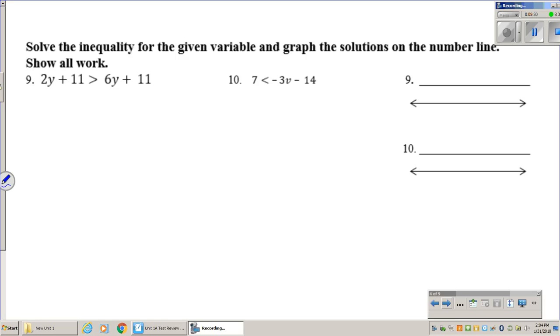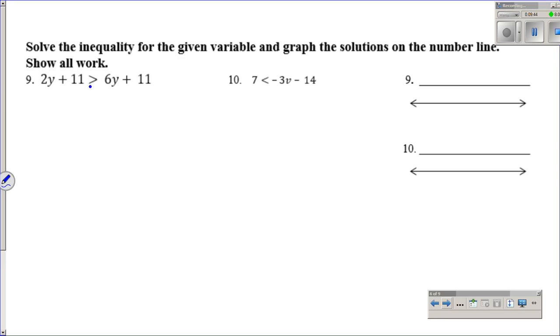Okay, in number 9 and 10, we are now solving the inequality for the given variable, and we have to graph the solutions on the number line. It asks us to show all work. So again, we use our same 5 steps we use with equations. There's just that one special rule. If we have to multiply or divide by a negative, we need to remember to flip the inequality sign. And sometimes we have to rewrite the order of the solution with the variable in front, and that would also result in having to flip the inequality sign. So just be very careful with that.